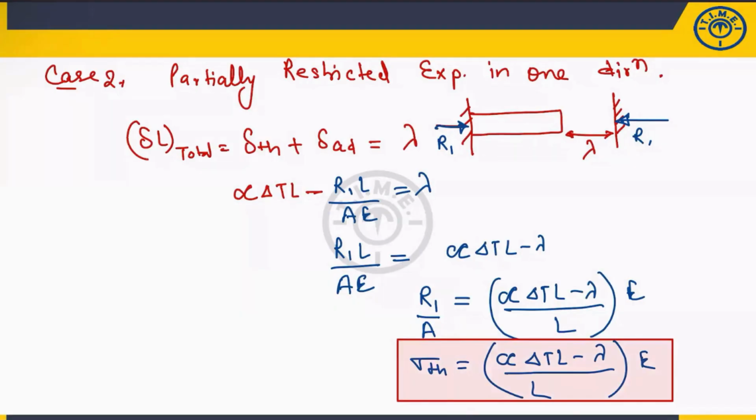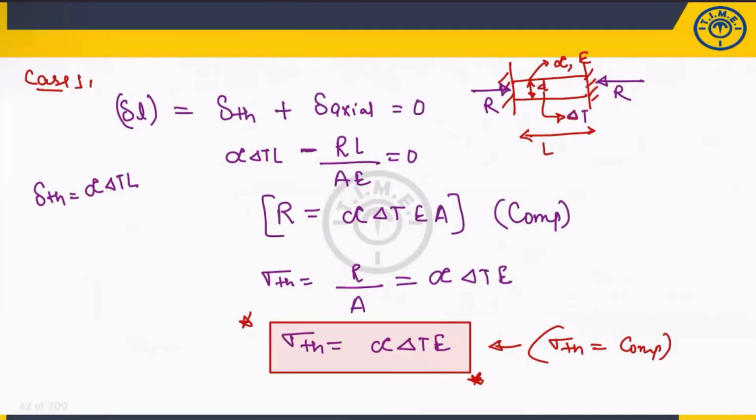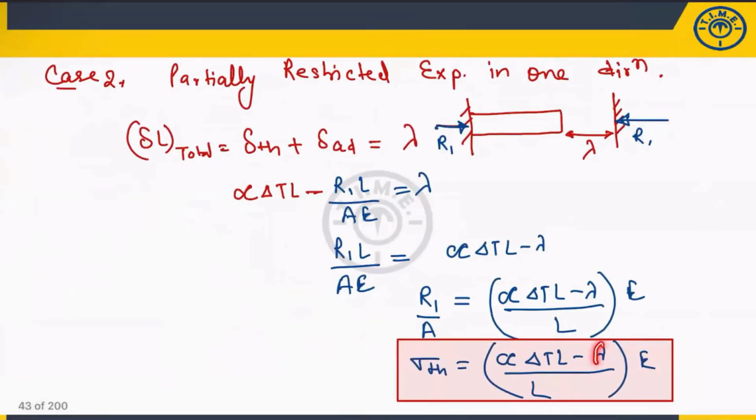Now, if you want to verify the first case, in the first case, what you have assumed, the lambda value is 0. Just put in this one. Lambda is 0. L and L will cancel out. The alpha delta T into E. Again, you will get the same expression.